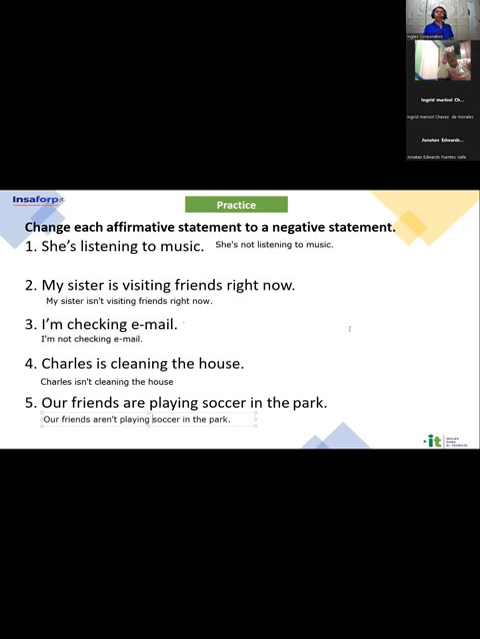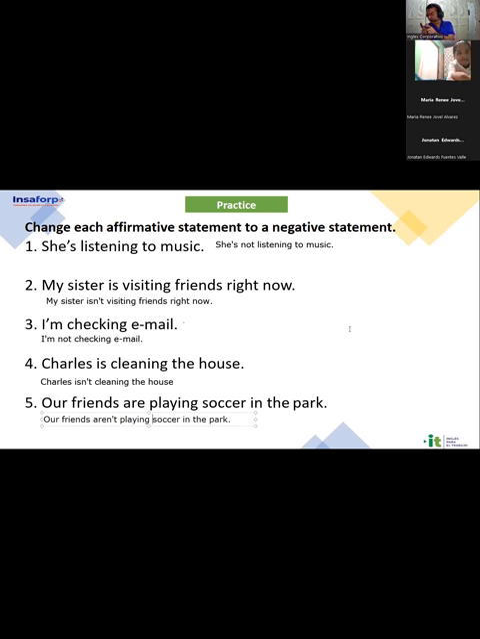Good. Now, we're going to do something, right? One student is going to tell me affirmative, the other student is going to tell me negative, right? Maria René, you say affirmative, and Mateo, you say negative, right? Understand? Okay, ready? Maria René, are you ready? Yes. 1, 2, 3, action. She's listening to music.